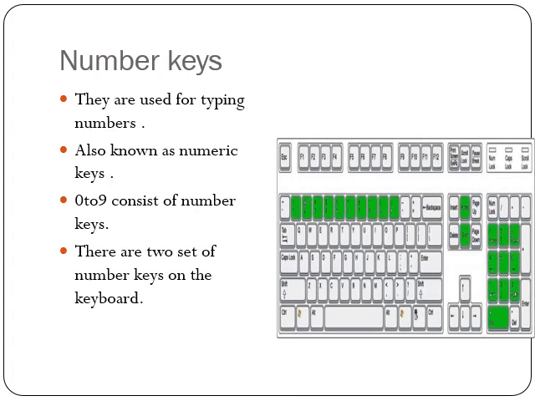Number keys. Number keys are used for typing numbers. There are numbers from 0 to 9 on the computer keyboard, and there are two sets of number keys on the keyboard. You can see the two green colors here. They are called our number keys, and this right side portion is called the numeric keys. So with the help of number keys we can write any numbers on the keyboard.